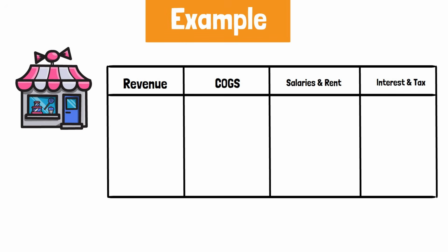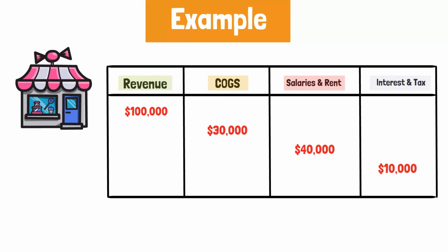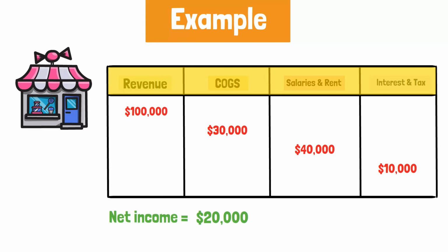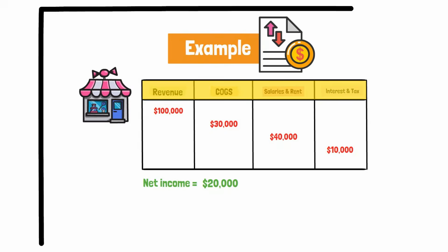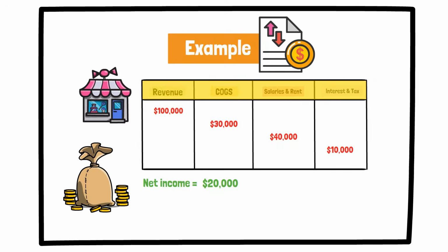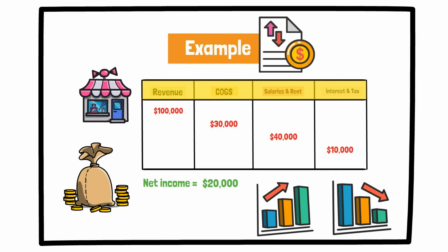For example, imagine a bakery made $100,000 in revenue. It spent $30,000 on ingredients and supplies, or COGS, and another $40,000 on salaries and rent. At the end, $10,000 interest and tax. After all expenses, it made a net income of $20,000. That's the income statement in a nutshell. It shows whether a business is making money or not.